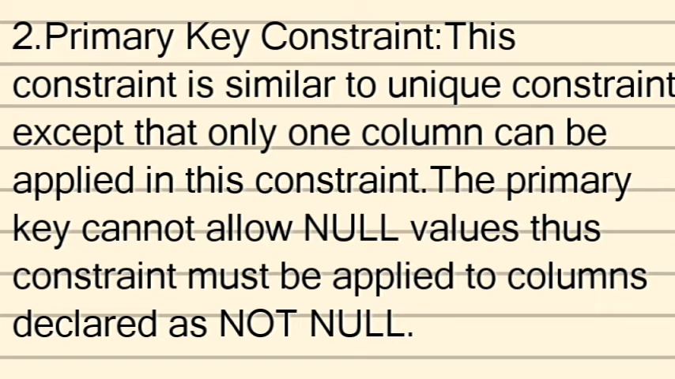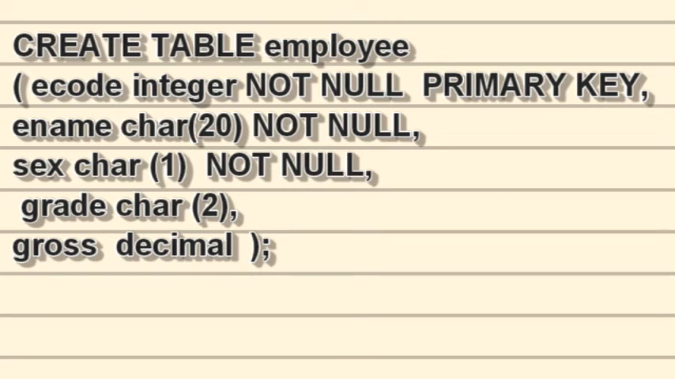The primary keys cannot allow null values. Thus, this constraint must be applied to a column declared as not null. Whenever I am talking about a primary key constraint, it cannot be applied to any null values, but only to the not null value. Similar to the example I have taken over here, E code integer not null, and then in the constraint what I have written, treat this as a primary key. If it was null, then in that case I could not apply this constraint to the E code that I have added as a column in the create table employee.